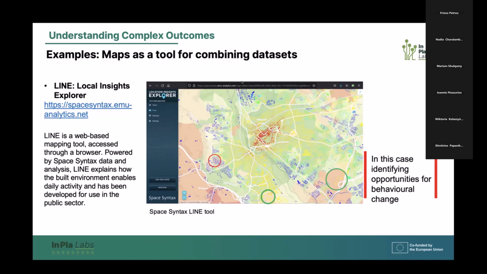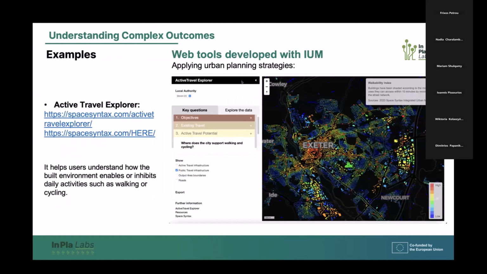implement new policies. Another interesting example is called the Active Travel Explorer, which is another one of the web tools developed with the integrated urban models. It helps users to understand how the built environment can enable or can inhibit daily activities such as walking or cycling. You can also access this tool through your browser, and you can answer sophisticated questions like, where does the city support walking and cycling? Where does the city not support walking and cycling, and why? Why is that so, and what can you do about it?